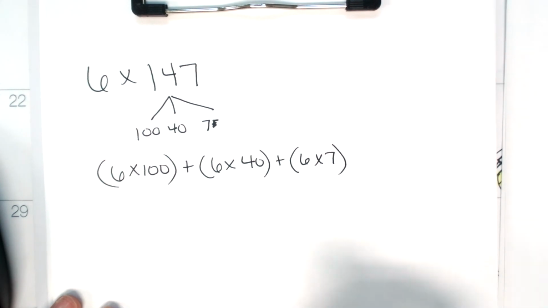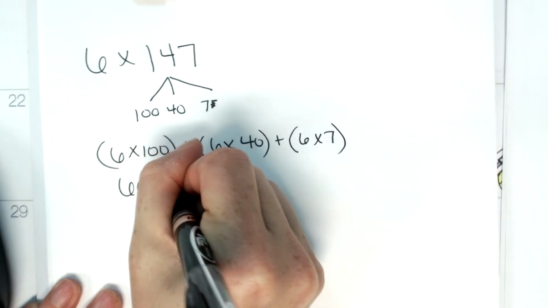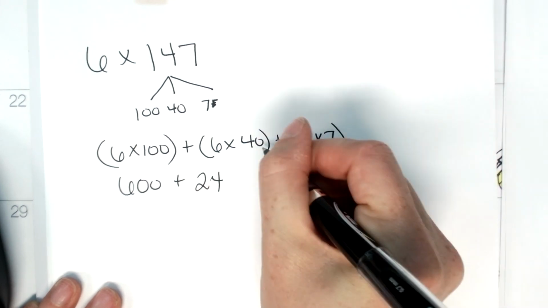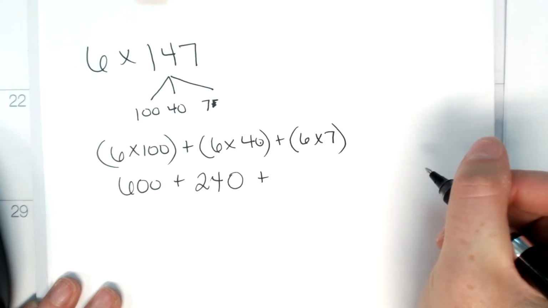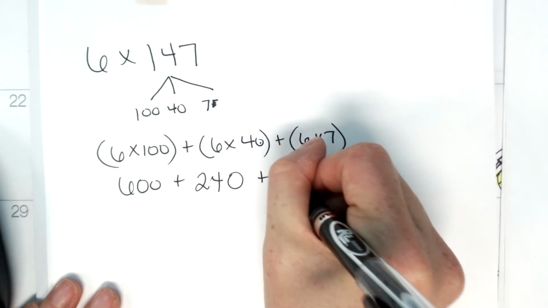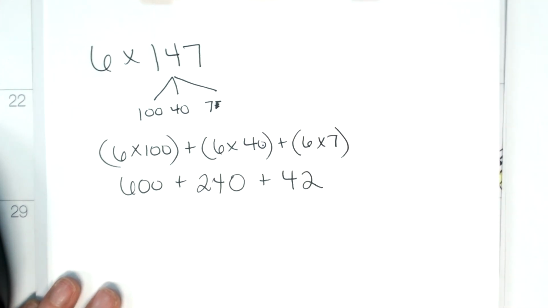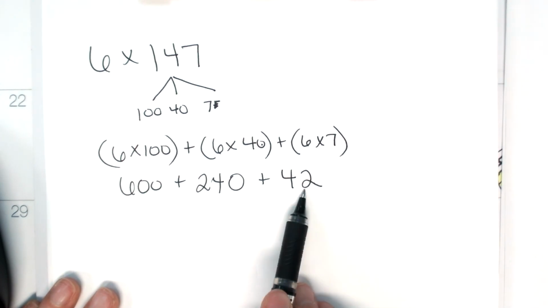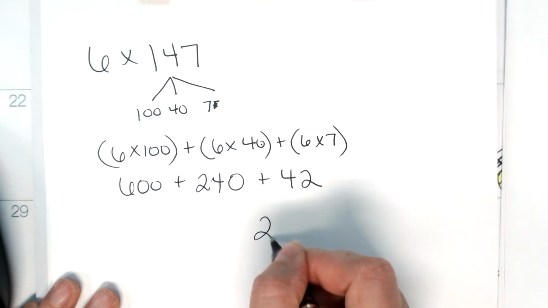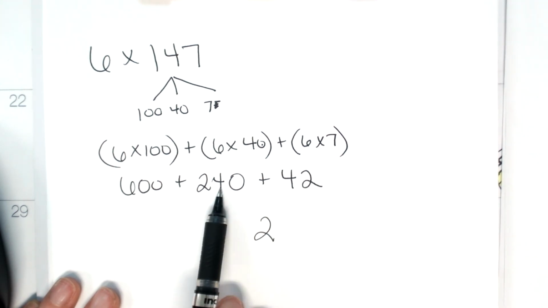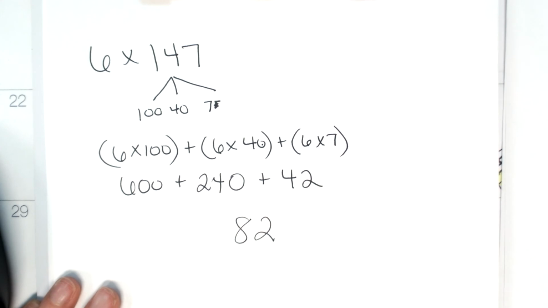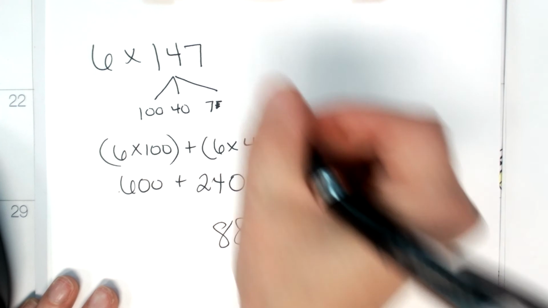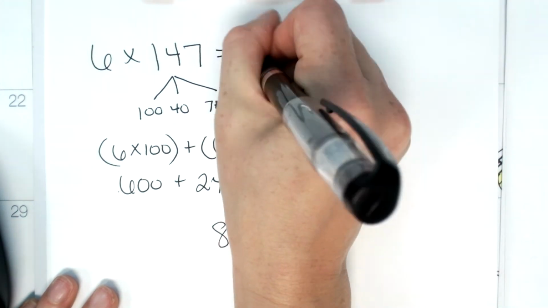First one, 6 times 100 is 600. 6 times 4 is 24. 6 times 0 is 0. And 6 times 7, what is that? 42. All right, let's add this up in our head. 2 plus 0 is 2. 4 plus 4 plus 0 is 8. 2 plus 6 is 8. 6 times 147 is 882.